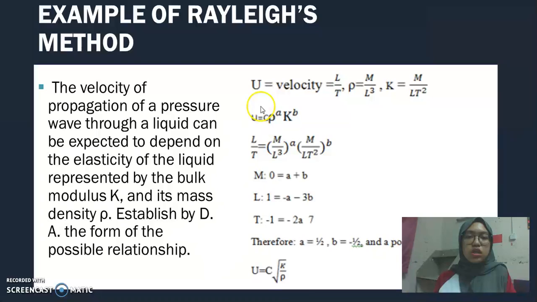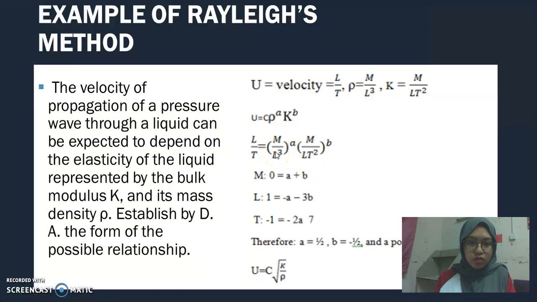So for this question, the dependent variable is u, so C is the constant. And then we have our first independent variable, which is rho to the power of a, and then the second independent variable K to the power of b. So next step is just to list down the dimension for each of the variables. So for u it is LT^-1, rho is ML^-3, and for K it is ML^-1T^-2.